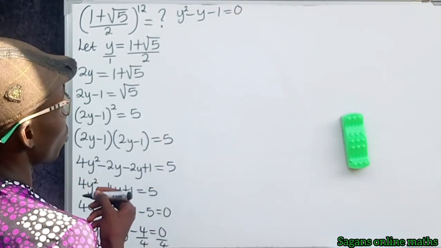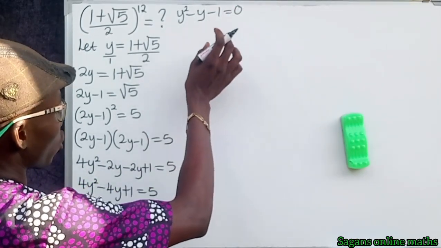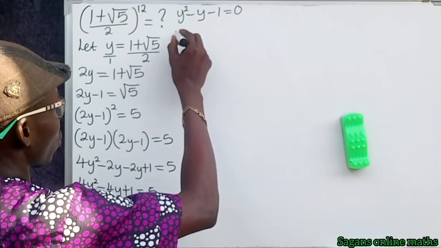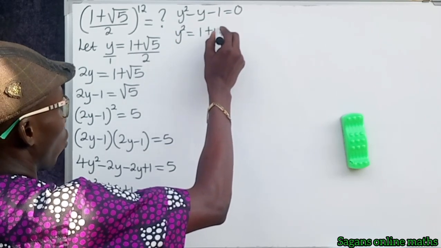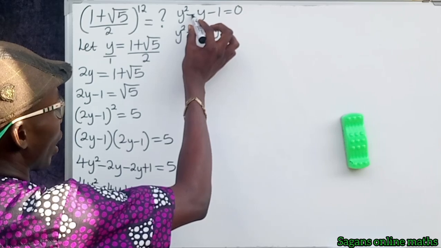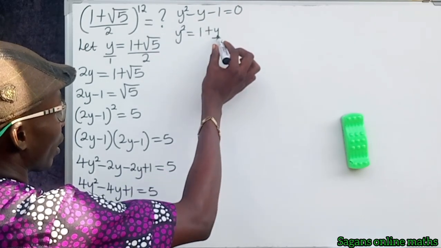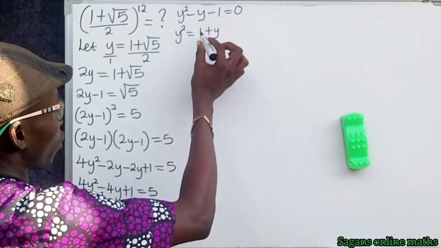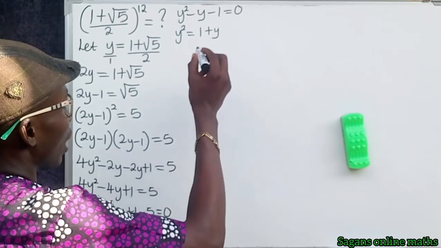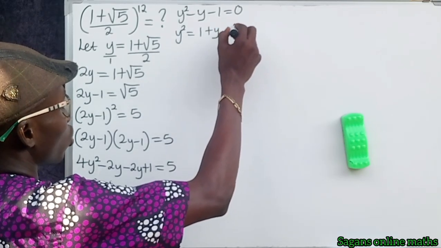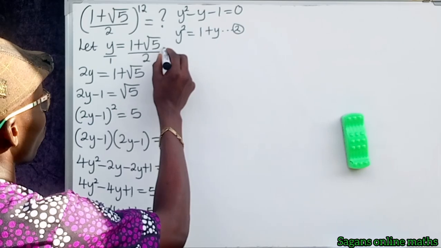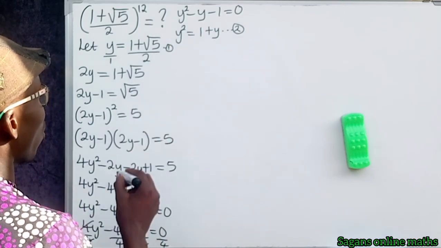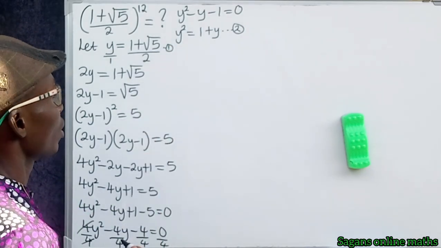Now look at what we are going to do. Let's transfer minus y and minus 1 to our right hand side. So y² equals 1 plus y, because here is negative y. If you cross over to our right hand side, it becomes positive y. Here is negative 1, and it becomes positive 1. I can call this equation 2, and I also call the definition of y equation 1. Wow, this is amazing.